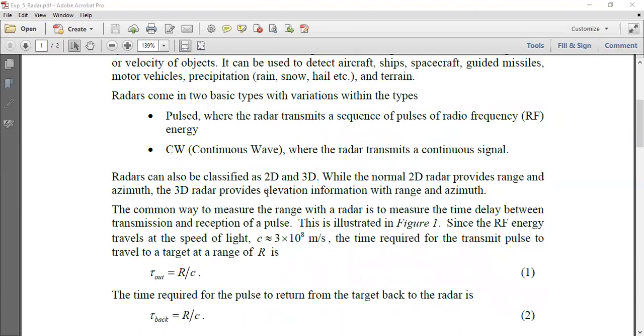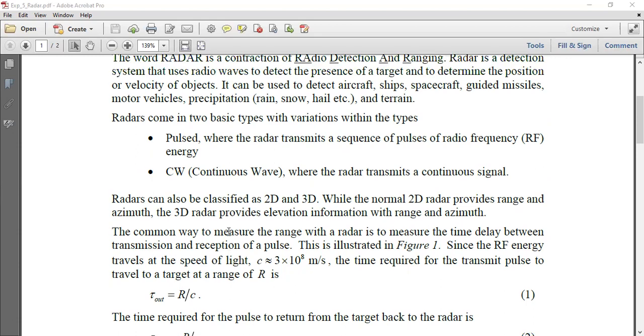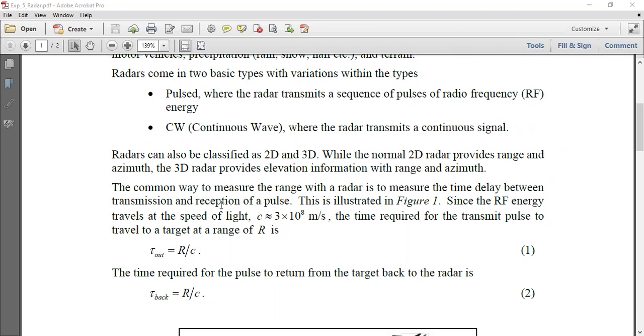Whether the radar can detect the position in 3D space or just 2D information classifies the radar. So it can be either 2D radar or 3D radar. Ours is a 2D radar. The one we have in our lab is a 2D radar.